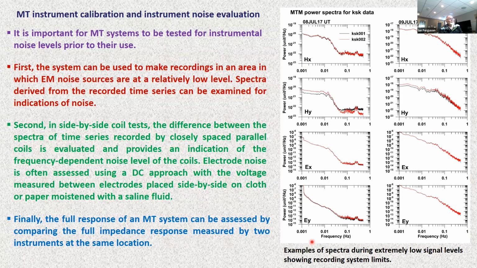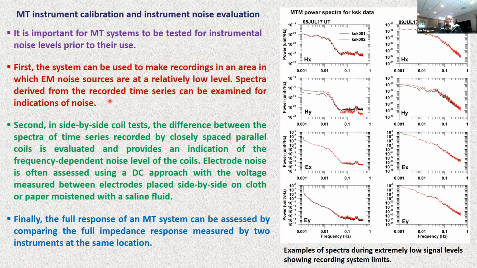And finally, it's important for the MT systems to be tested for instrumental and other noise levels prior to their use. And this can be done at different levels. Firstly, it's possible to make recordings in an area in which noise sources are at a relatively low level, and then examine the spectra of the recorded time series for indications of noise.